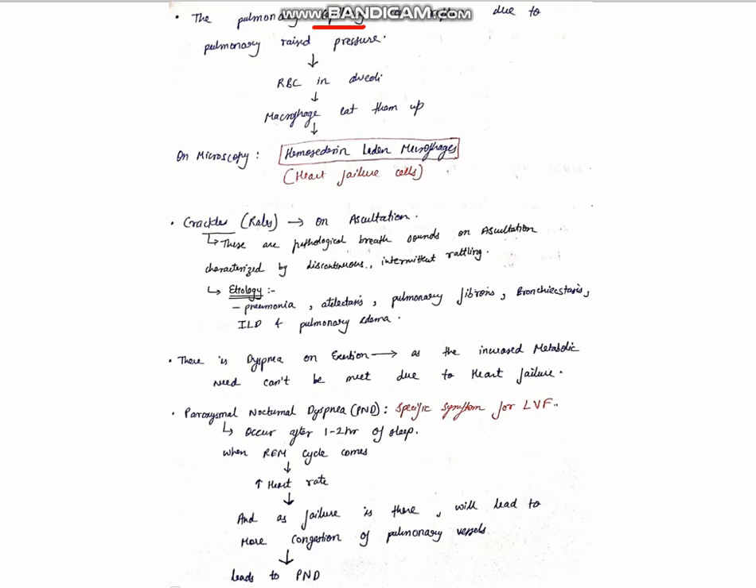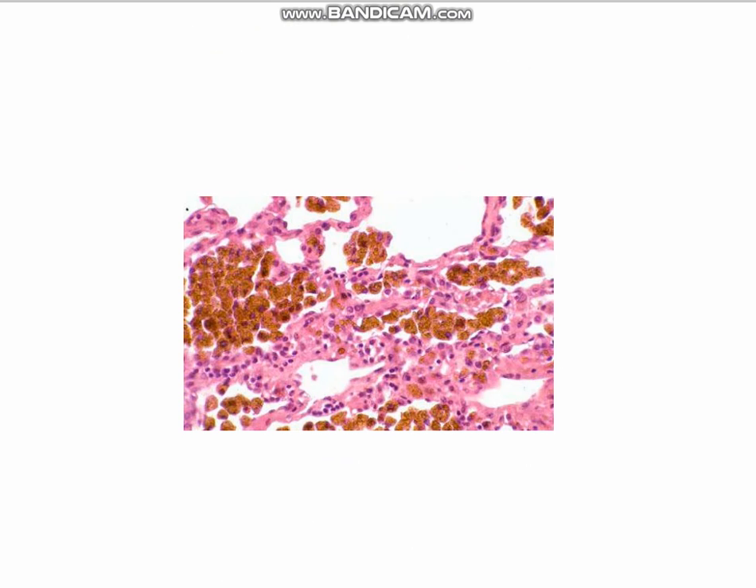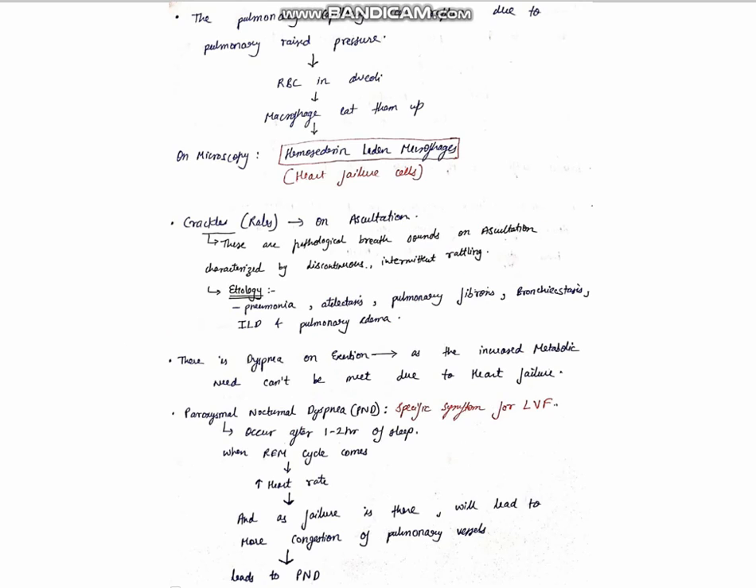When the RBCs come into the alveoli, the macrophages will eat them up, which will lead to hemosiderin laden macrophages, which can be seen on microscopy. These hemosiderin laden macrophages are also called heart failure cells. This is a microscopy, and here we can see that these are the hemosiderin laden macrophage cells. There can be crackles or rales that can be heard on auscultation.